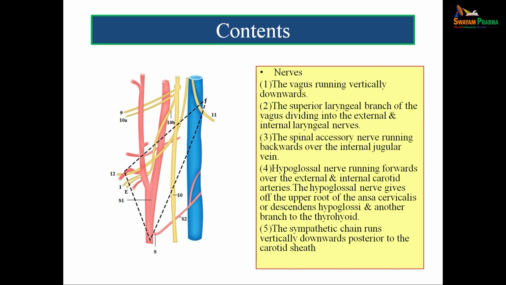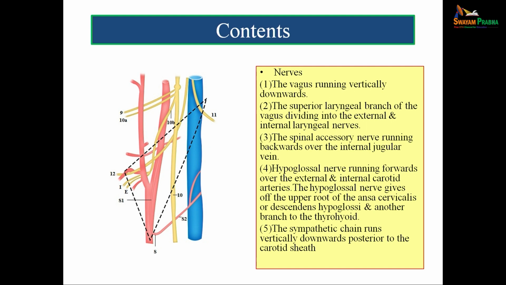If I read from the slide, the nerves related to the anterior triangle of the neck are the vagus running vertically downwards, the superior laryngeal branch of the vagus dividing into external and internal, represented by I and E in the figure, the spinal accessory nerve running backwards over the internal jugular vein, you can see it by the number 11 here in the figure, and the hypoglossal nerve running forwards over the external and internal carotid arteries. The hypoglossal nerve gives off the upper root of the ansa cervicalis and another branch to the thyroid.